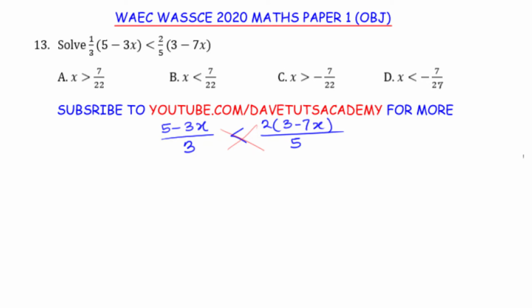So if you are to cross multiply, we are going to say this 5, that is the denominator on the right hand side, will multiply the numerator on the left hand side. So we have 5 multiplied by 5 minus 3x is less than, here, this 3 that is the denominator on the left hand side will multiply the whole of the numerator on the right hand side. So we have 3 times 2 already, that is 6, then multiply by 3 minus 7x.